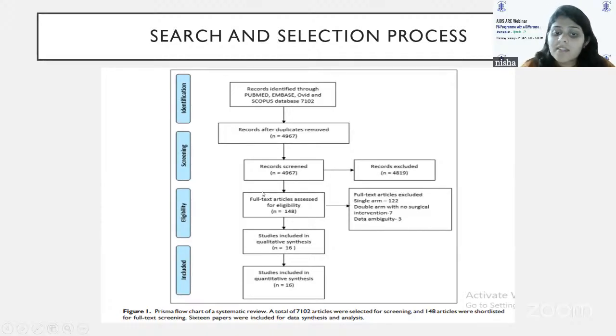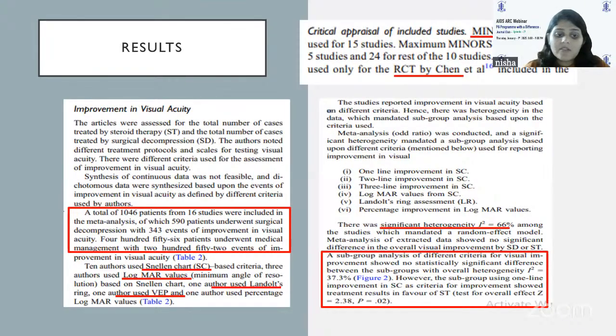Then they assessed the remaining 148 articles, that is, the full text was assessed. What they found was that 122 of them were single arm studies, 7 of them were double arm but with no surgical intervention, and 3 of them had data ambiguity, and hence they were excluded from the study. So they ended up with 16 articles which were pertinent to the research question, and these were further subjected to quantitative analysis.